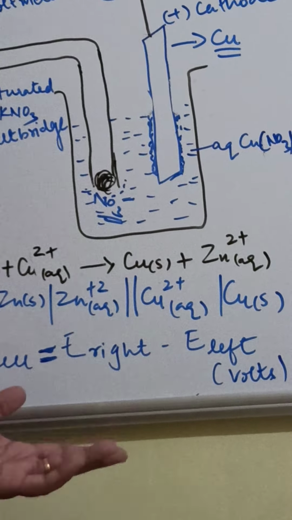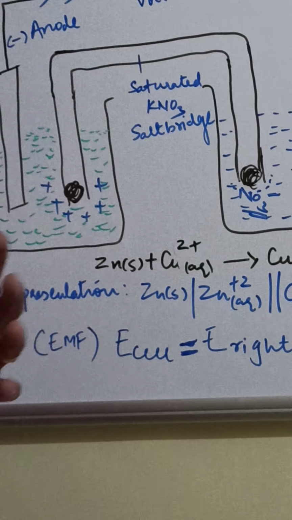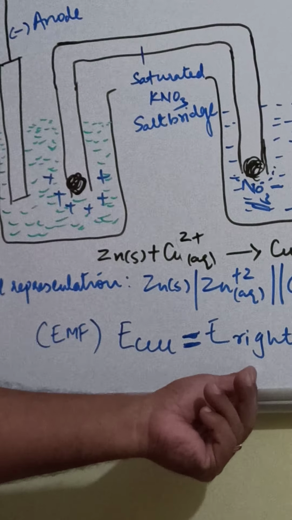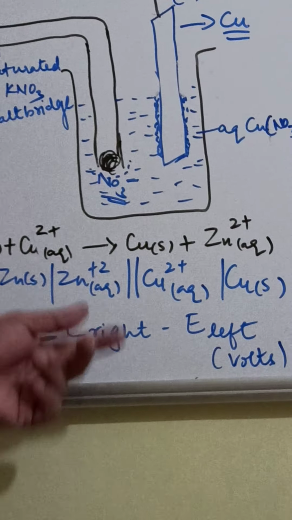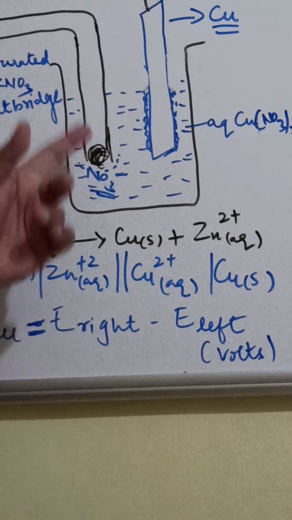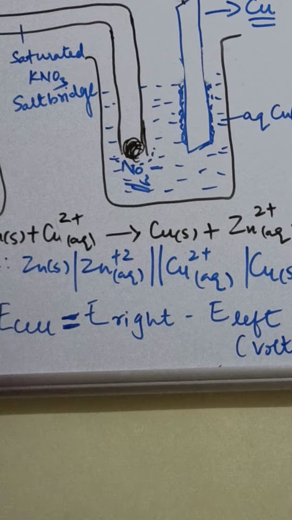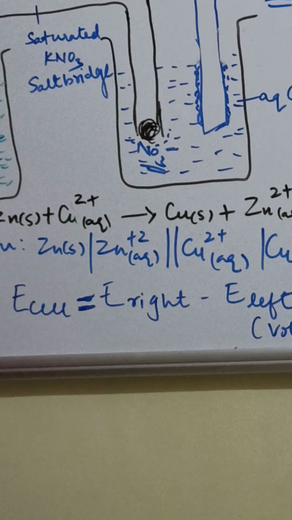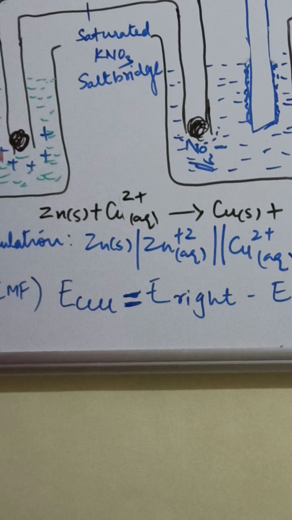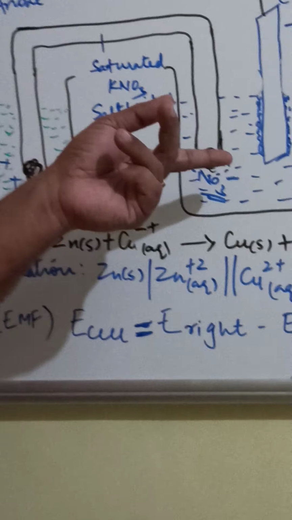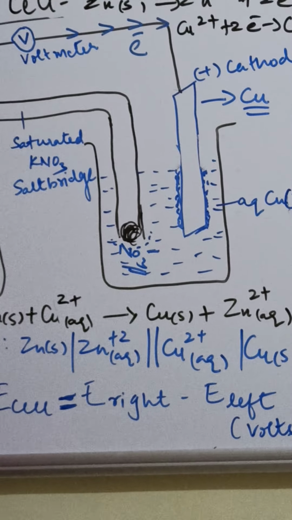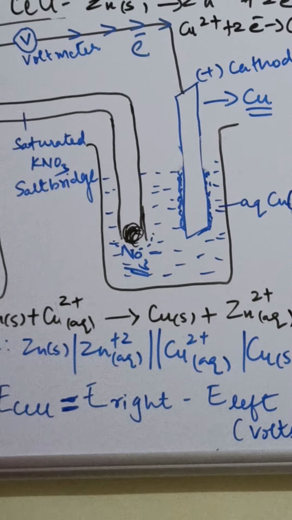Now, when this cell starts working, there is an electromotive force that is developed. There is a potential difference that is developed, and that is always calculated using E cell is equal to E right minus E left. That is the potential of the right half cell and the potential of the left half cell. The half cell is nothing but zinc plus its corresponding salt solution, that is zinc nitrate, and this half cell is copper plus copper nitrate aqueous solution, that is the corresponding salt solution.